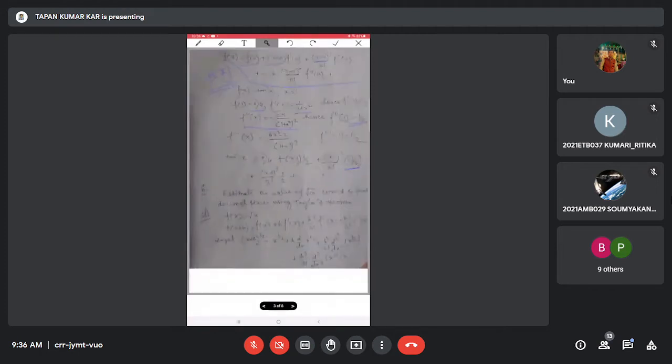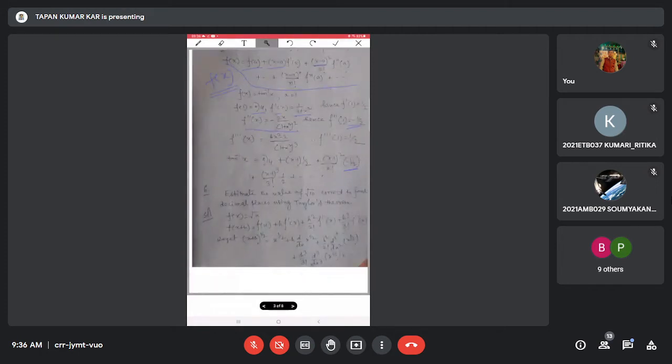If it is in powers of x minus 2, then what you have to do? A equal to 2. If it is, for example, about the point half, that is in powers of x minus half, then a equal to half. But the method is the same. Okay, next problem. What is the next problem?